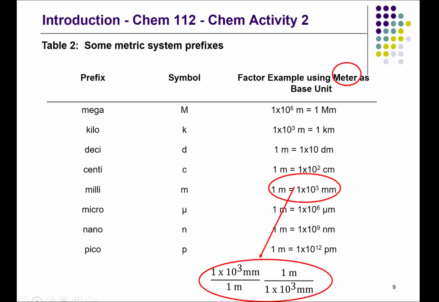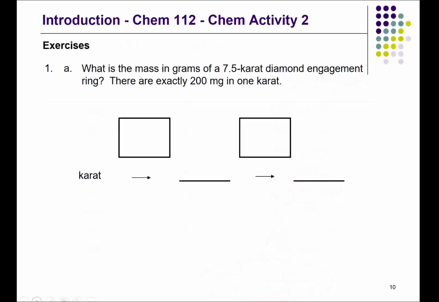For exercise 1A, I ask you to read the question, think about the required unit plan, and think about what conversions will be necessary. You may want to stop the video while you're doing this. This question asks for the mass of this diamond in units of grams when given the original quantity in carats. We will be converting from carats to grams.